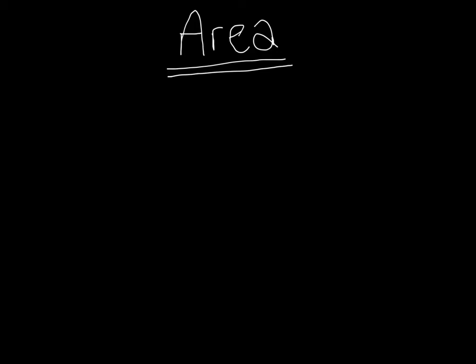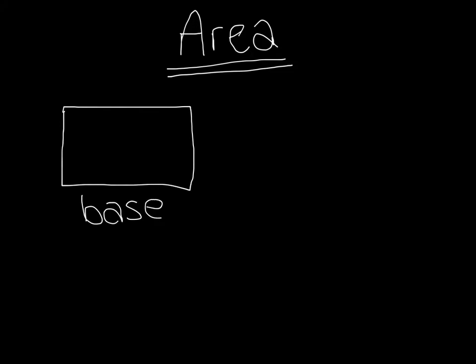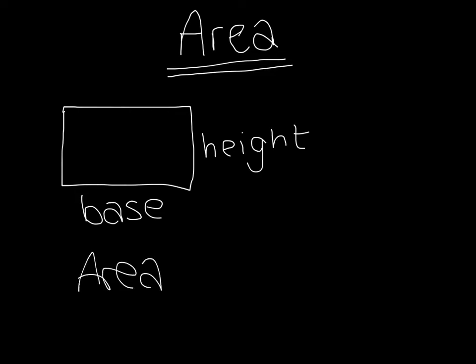Okay, so a quick recap on how we find the areas of some shapes. The shapes that you're going to be asked for in your exam are a rectangle, and to get the area of a rectangle, we multiply together the base by the height. So for any rectangle, to get the area, we just do the base length multiplied by the height.